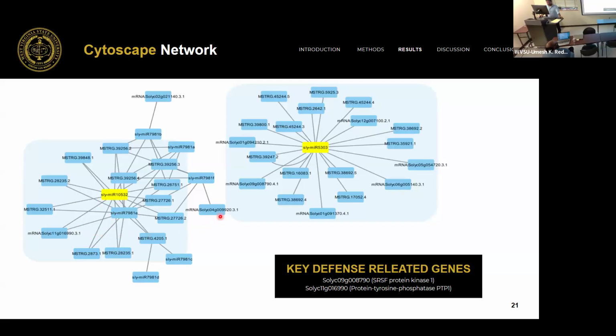The key defense-related genes being modulated by miRNA are SOLIC09G008790, which is an SRSF protein kinase, basically a kind of kinase. Another one is SOLIC11G016990, which is a protein tyrosine phosphatase. Basically, it acts on phosphate groups.